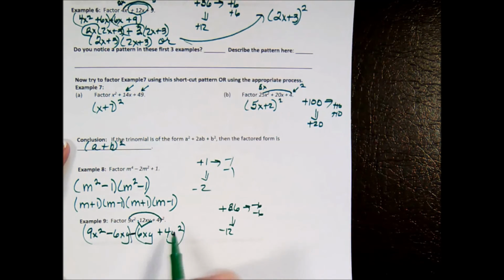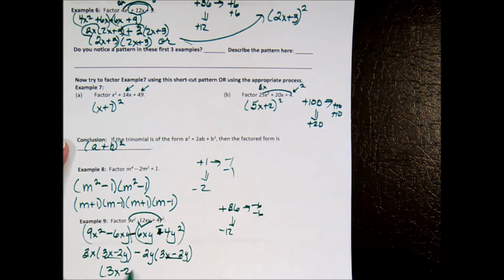Negative means make that correction. The GCF here is 3x, and you're left with 3x minus 2y. Bring down your minus. The GCF here is 2y, and you're left with 3x minus 2y. You can see that those match. 3x minus 2y, and what makes it a pattern is that the second one is the same thing. But I wouldn't expect you to recognize it here, not at this stage.